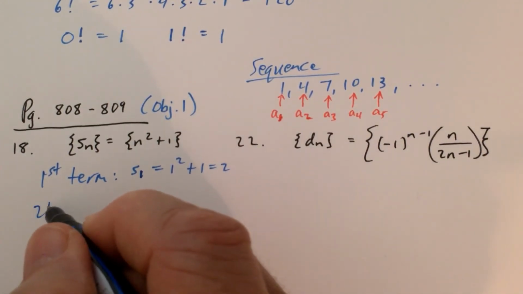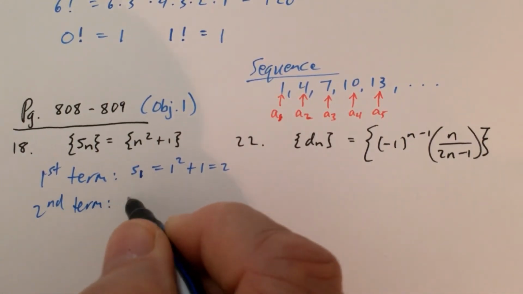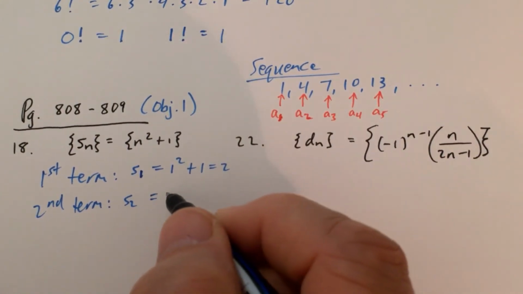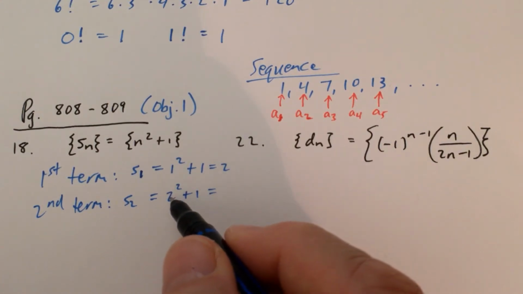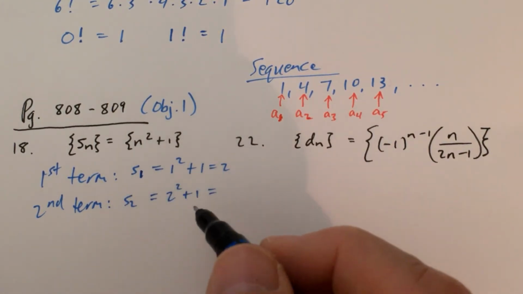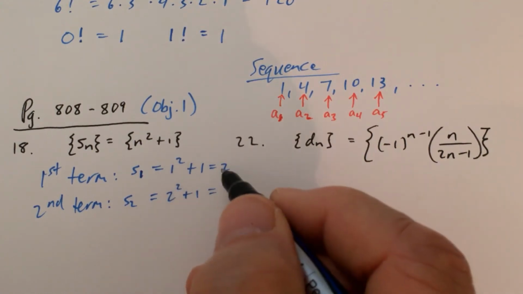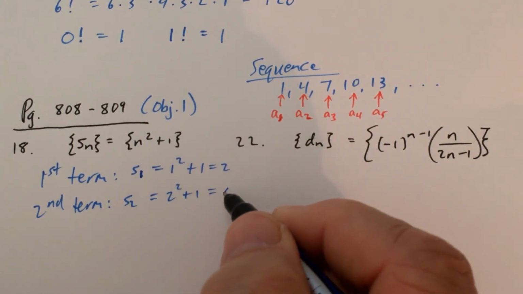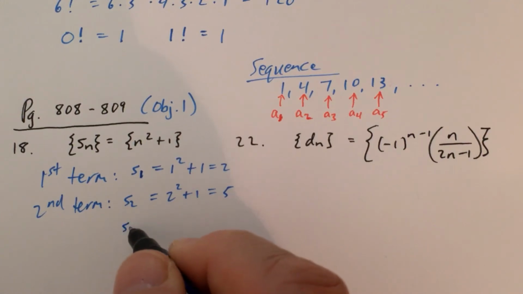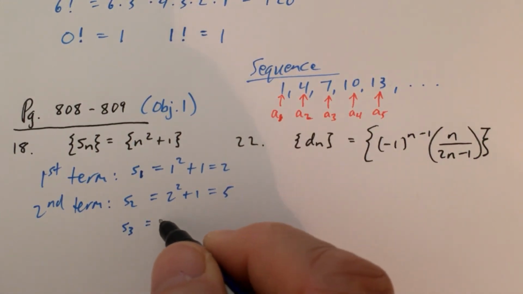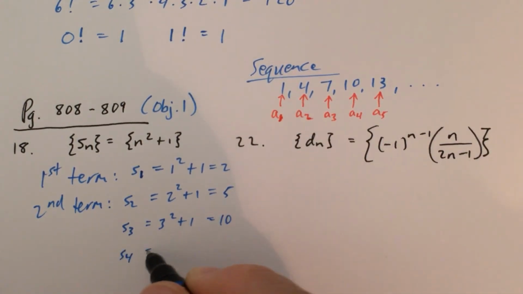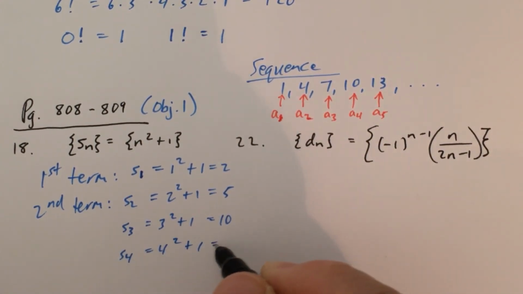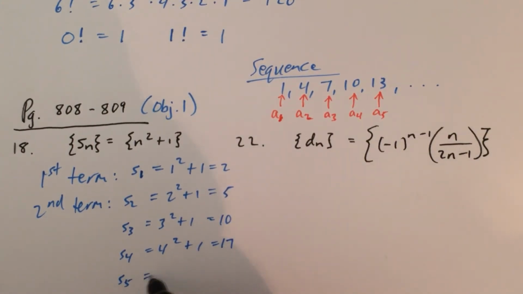And then the second term would be S sub 2, and S sub 2 is 2 squared plus 1. So it's not so bad. You just put the next integer in line in place of n, and you get the next term. 2 squared plus 1, 4 plus 1 is 5. Then S sub 3, the third term, would be 3 squared plus 1. 3 squared is 9, plus 1 is 10. And then on and on. 4 squared plus 1, 16 plus 1 is 17. And then S sub 5 is 5 squared, 25 plus 1 is 26.